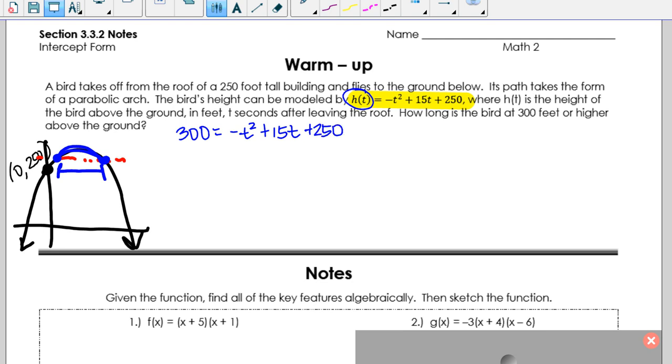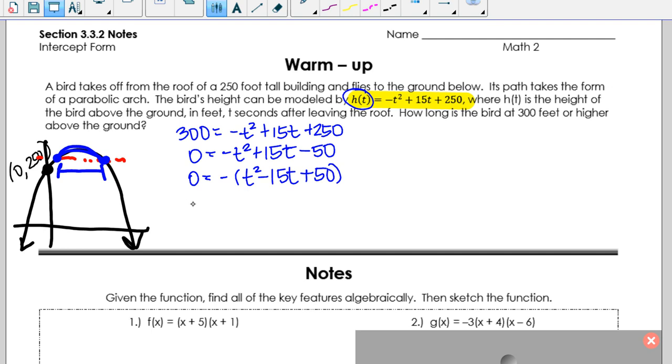Okay, and then let's just take a real quick trip down memory lane to last semester. We can only solve these if they're equal to 0. So I'm going to subtract the 300 over and 0 out my left side. So I have negative t squared plus 15t, and if I subtract the 300 over, it's minus 50. So from there, I'm going to factor out a negative. So I have negative t squared minus 15t plus 50.